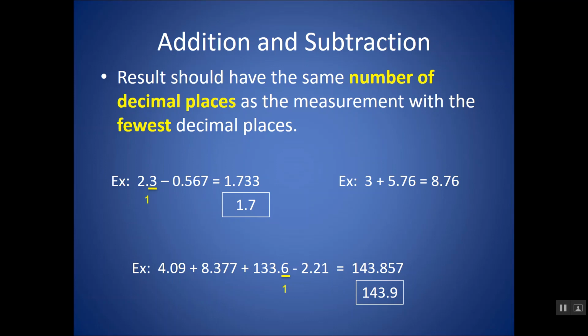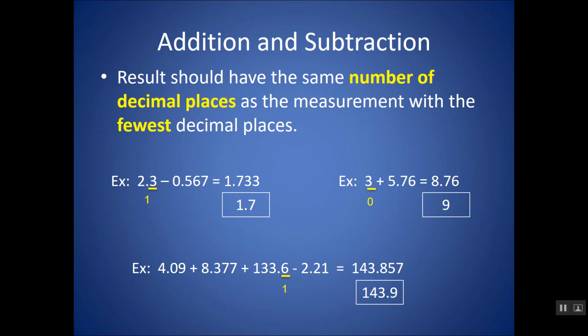Let's look at one last example. Again, this is addition and subtraction, so I'm going to go by places after the decimal. Well, this number has no places after the decimal. It's a whole number. So I should round my answer to no places after the decimal, or a whole number. I should round it to 9.